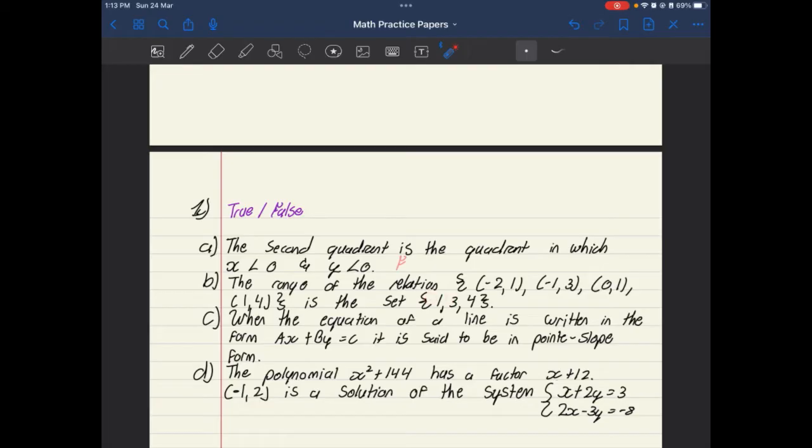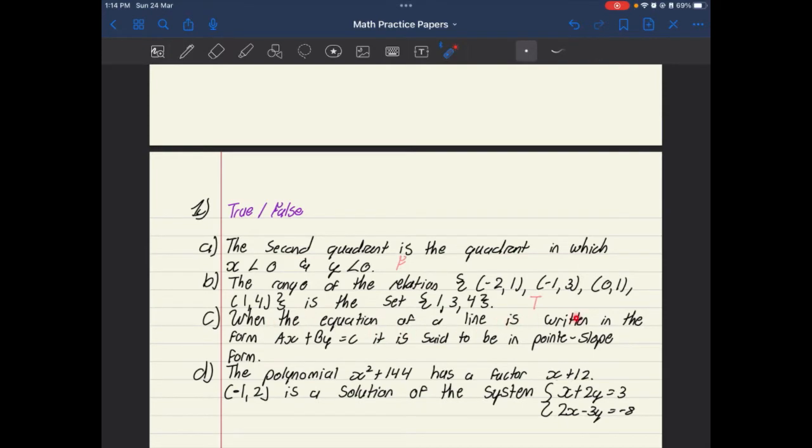The range of the relation (-1, -2), (1, -1), (3, 0), (1, 1), (4, ...) is the set {1, 3, 4}. Okay, so the range is the y values. So we have 1, 3, 1, 4. When you write it in a set, if a number repeats, you only write it once. So you see how 1 repeated? We only write it once. So this is true.